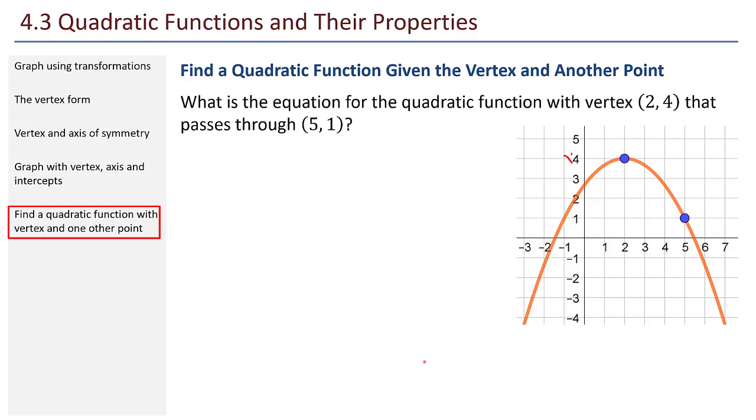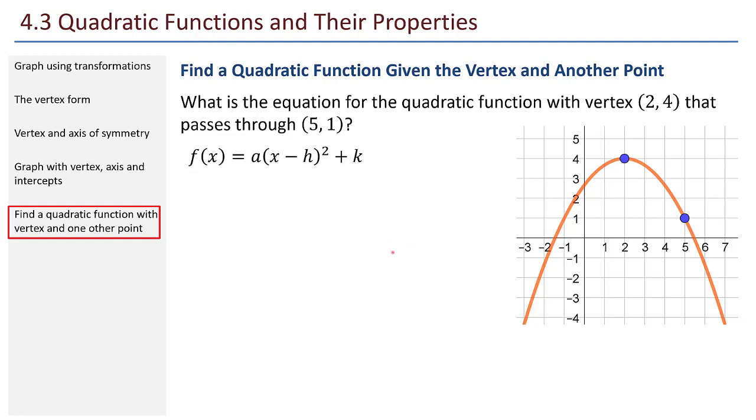Find a quadratic function given the vertex and another point. What is the equation for the quadratic function with vertex (2, 4) that passes through (5, 1)? So we're really going in the opposite direction here. There's the graph. Now I have to come up with the function.